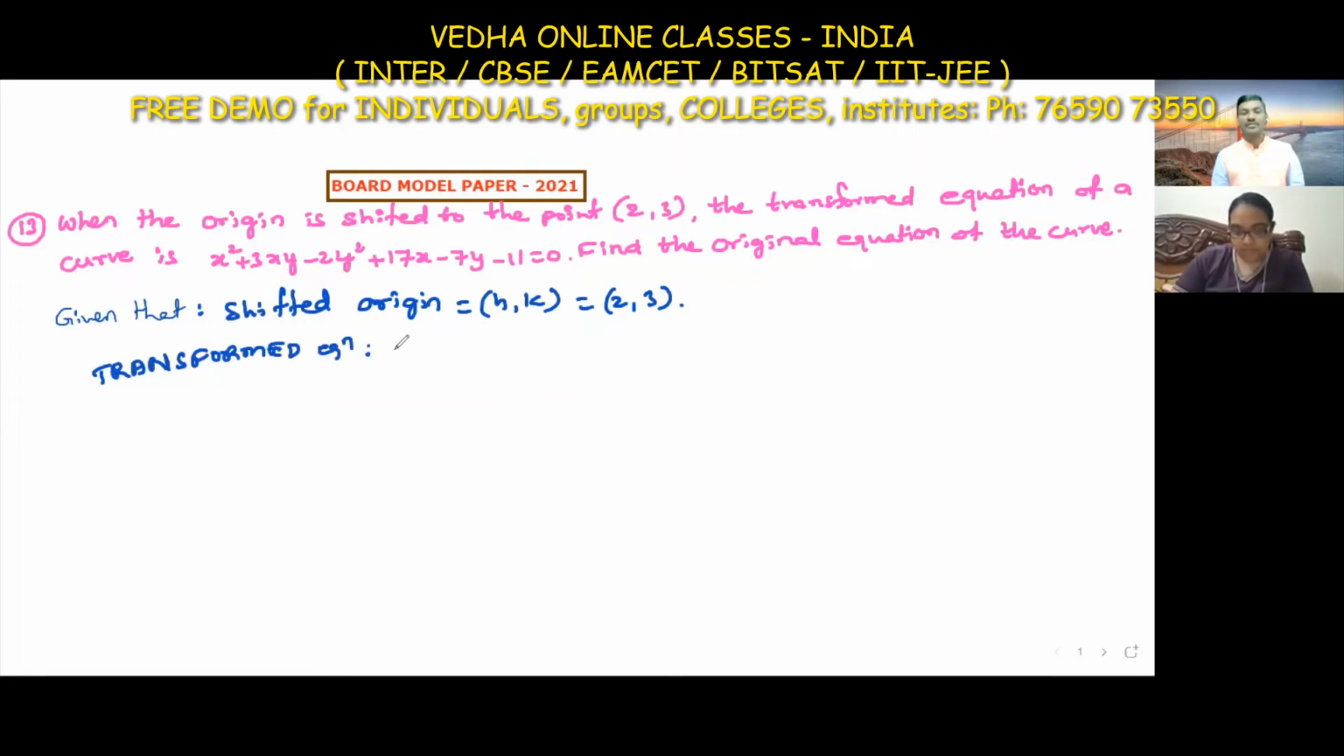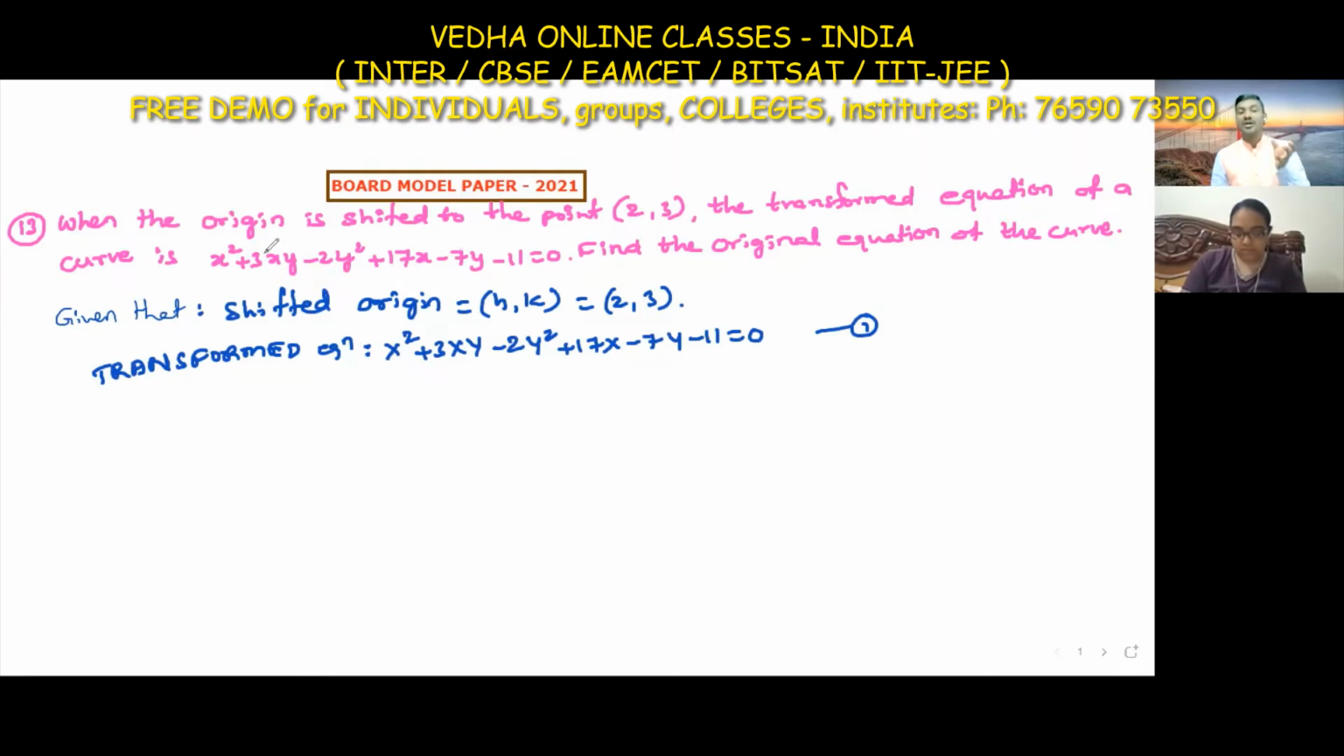Whenever he gives the transformed equation, it is better to write the equation in capital X, capital Y. That means capital X square plus 3 into capital X, capital Y minus 2 into capital Y square plus 17 into capital X minus 7 into capital Y minus 11 equal to 0. Taking this as equation number 1.